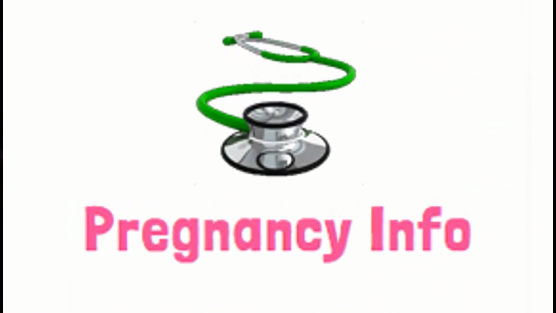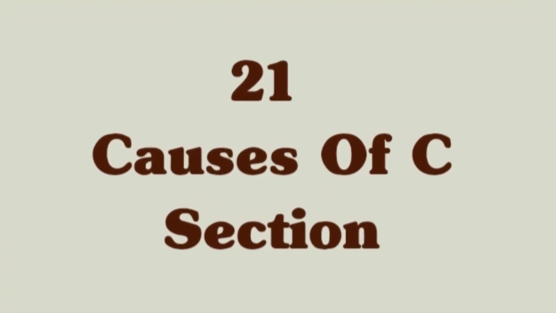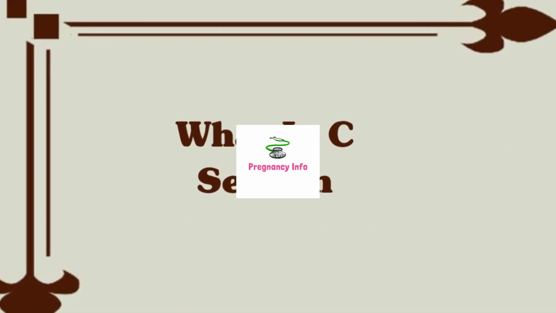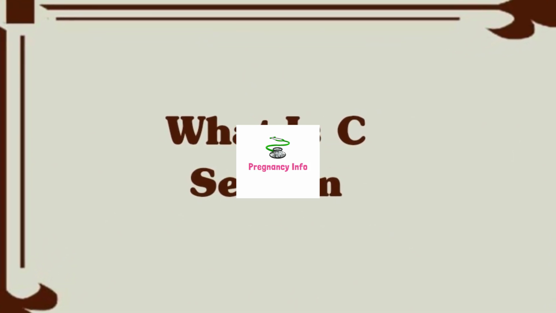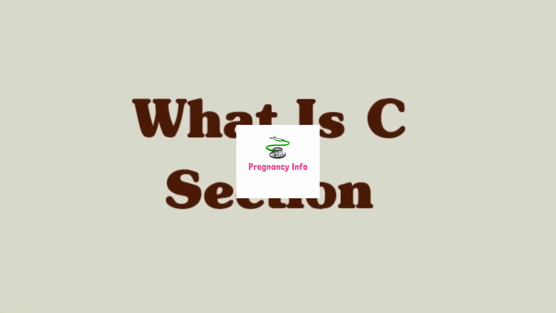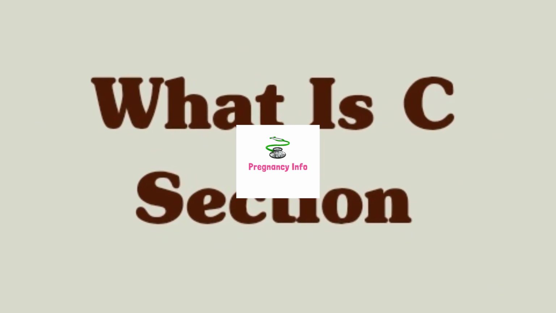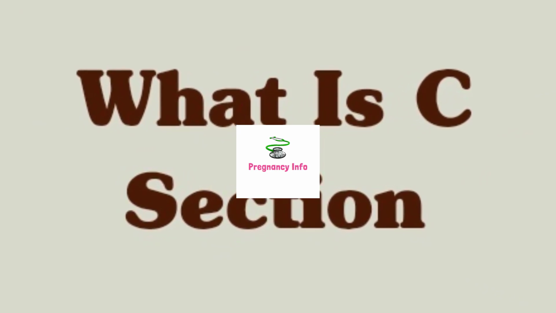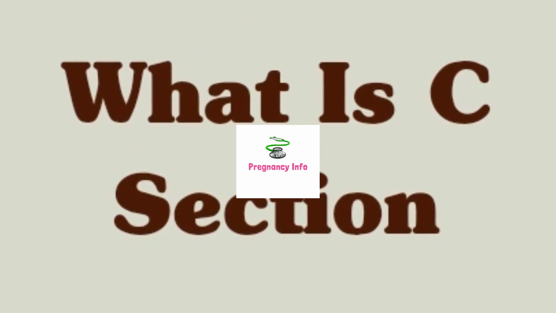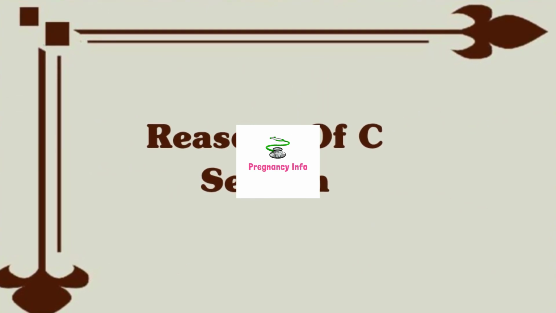If you are a female and you are pregnant, then you have to understand the causes of C-section. Do you know what is a C-section? A C-section, also called a cesarean section or cesarean delivery, is a surgical procedure in which a baby is delivered through incisions in your abdomen and uterus. They are performed when a vaginal delivery is not possible or safe, or when the health of you or your baby is at risk. Here are some reasons for a cesarean birth.